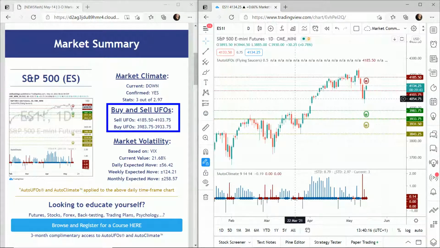That's actually enhanced by our UFOs because we have prices within that UFO. It's from 41.85 to 41.03.75.